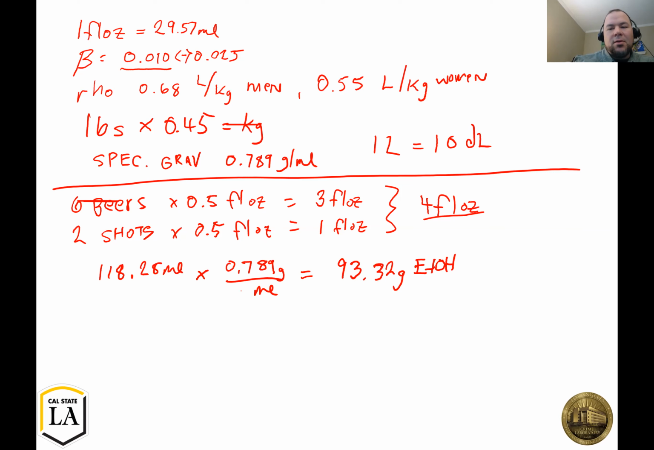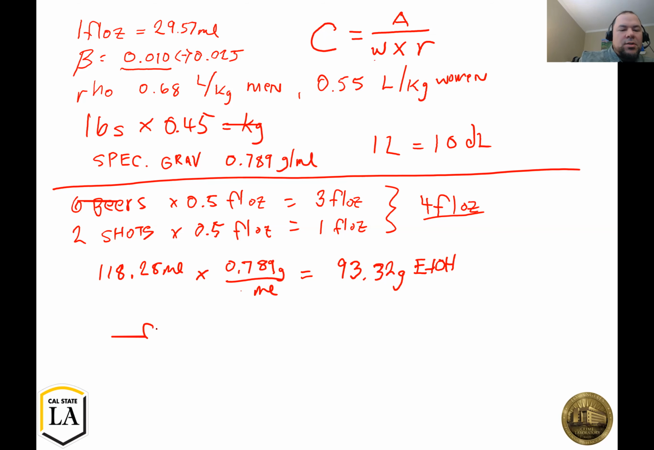Then you can kind of plug and chug, right? So we gave you the equation, the simple equation for Widmark: C equals alcohol concentration over W times R. Sorry, this is terrible looking. It's the first time I've done extensive writing on the screen. So that's our equation. We have the amount of alcohol, we have the weight of the individual, and we have the rho. So now we just plug that into the equation.